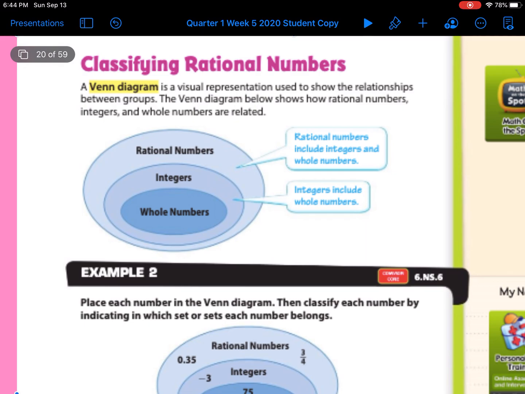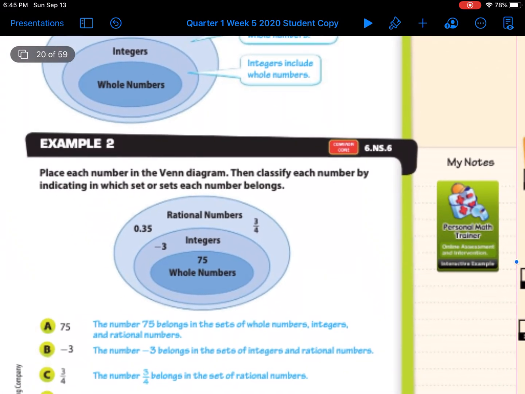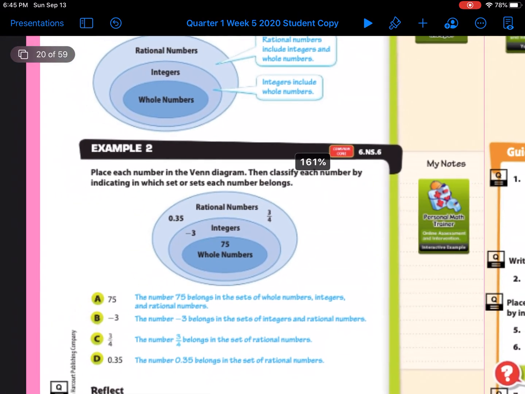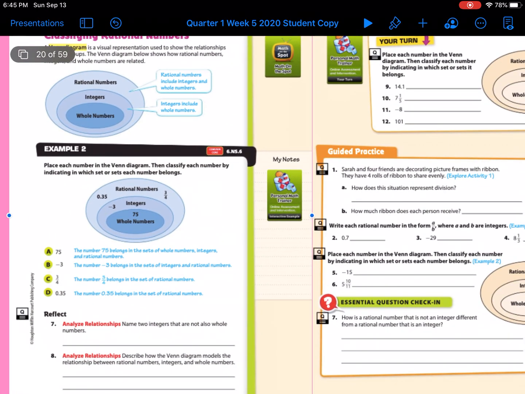Rational numbers include integers and whole numbers. Integers include whole numbers, and whole numbers are by themselves. So place each number in the Venn diagram. Then classify each number by indicating in which set or sets each number belongs. I want you to do this part on your own because we are going to go over this in the Google Meet. So if you don't understand it, you need to join our Google Meet.